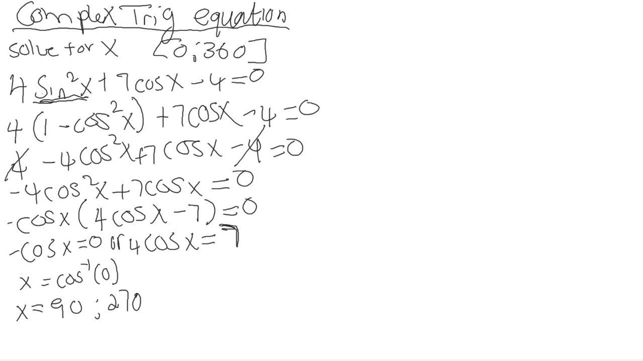And then we come to this other part. Here you'll see that you have cos x equals 7 over 4, which does not have a solution. And then you're done.